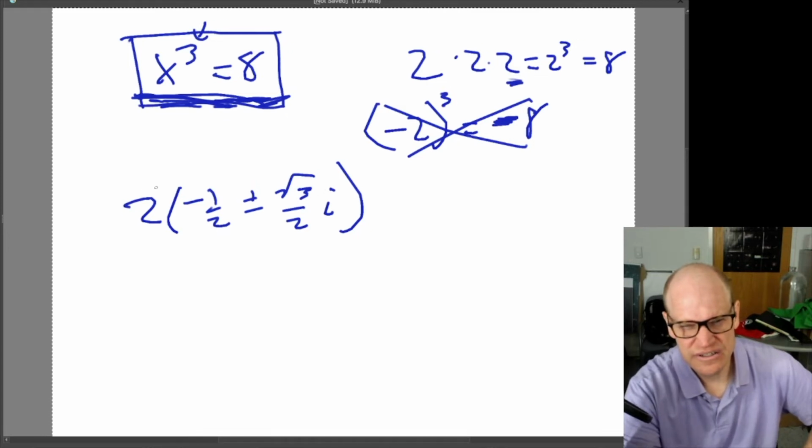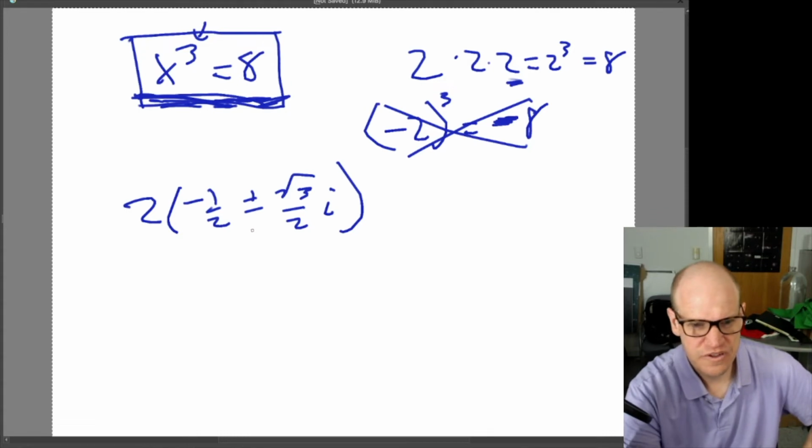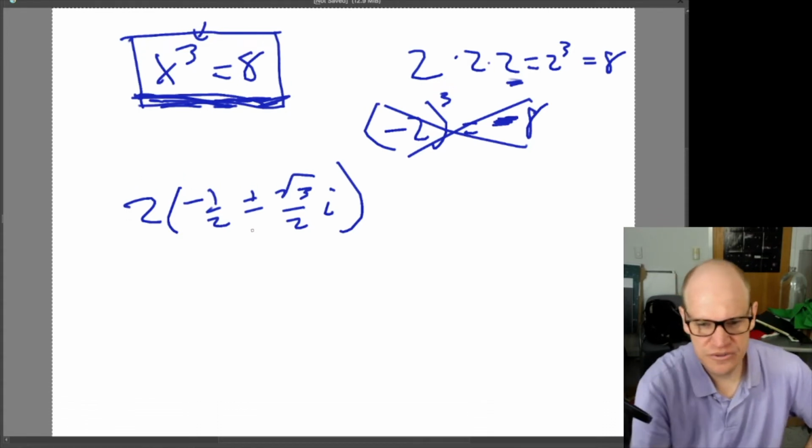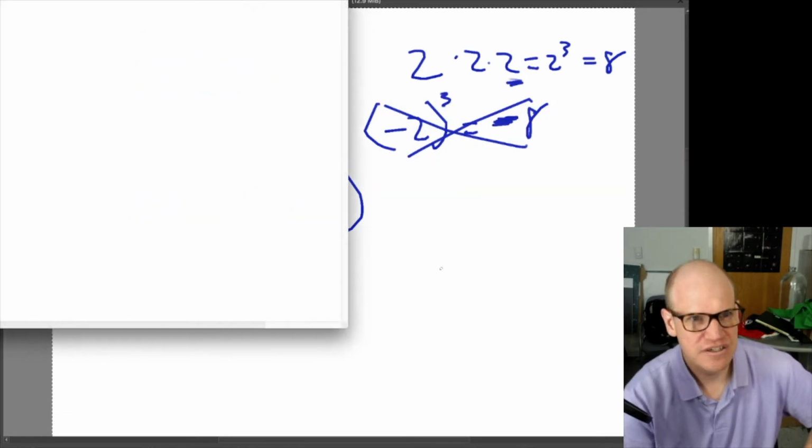So if I were to cube this, should we give it a try? What happens if I cube this? That seems like a lot of work. Maybe I can do it in Mathematica? I don't know if my Mathematica is up to date. All right, here we go.